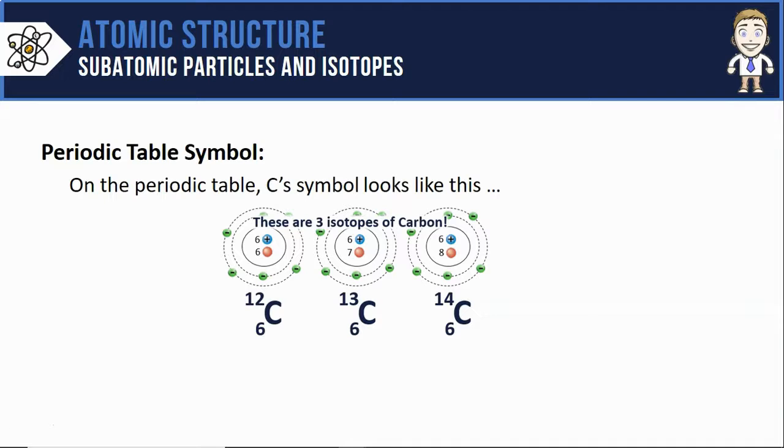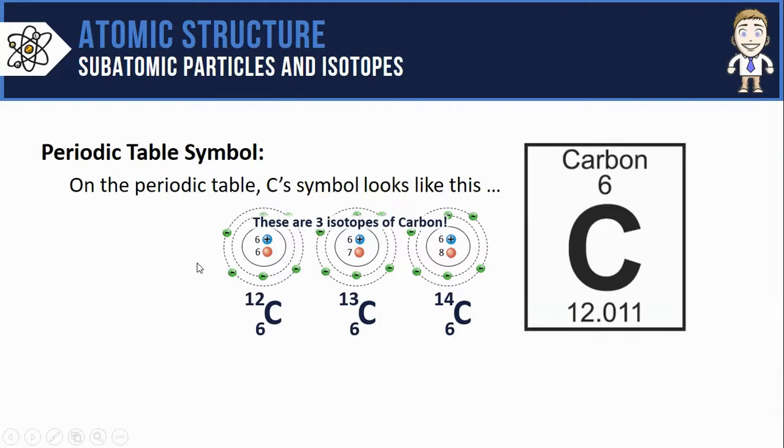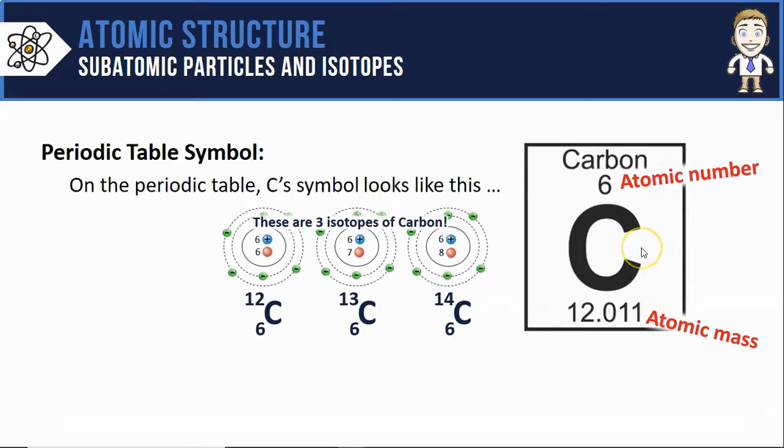So let's close the video by talking about what you might see on the periodic table for an element like carbon. So here's carbon's symbol from the periodic table. It's got the element symbol C in the middle. My atomic number of 6 is now shown on the top, and the atomic mass is now shown on the bottom, 12.011. So your periodic table symbol has pretty much the same information as these isotopic notations, with one glaring difference, and that is the atomic mass is now a decimal. That's kind of confusing because over here, those masses were whole numbers.